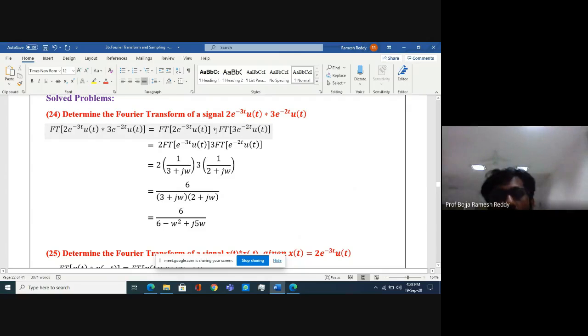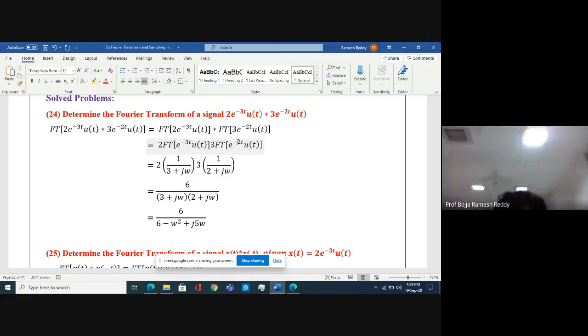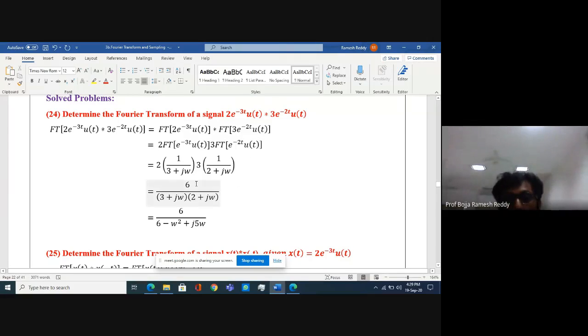In time domain, convolution. Now, this is a decaying exponential. Fourier transform of a decaying exponential is how much? 2 times 1 by 3 plus j omega, times 3 times 1 by 2 plus j omega. It is of the form e to the power of minus at u of t, whose Fourier transform is 1 by a plus j omega. Simply take the product of these.